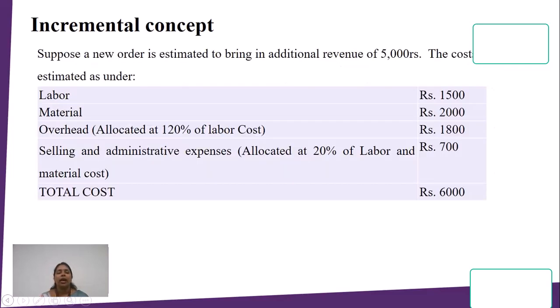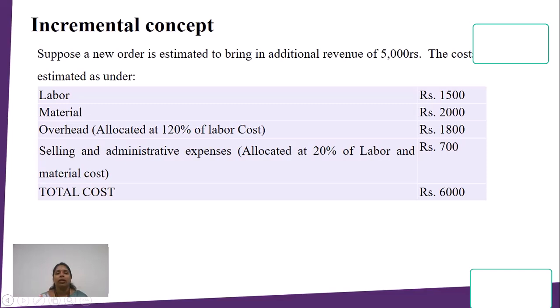So let us understand incremental cost with the help of a hypothetical example. Suppose a company receives an order, and it is estimated to bring an additional revenue of 5,000 rupees, wherein the costs for the new project are estimated as labor cost at rupees 1,500, material cost at rupees 2,000, and overhead cost at rupees 1,800, which is calculated as 120% of labor cost.